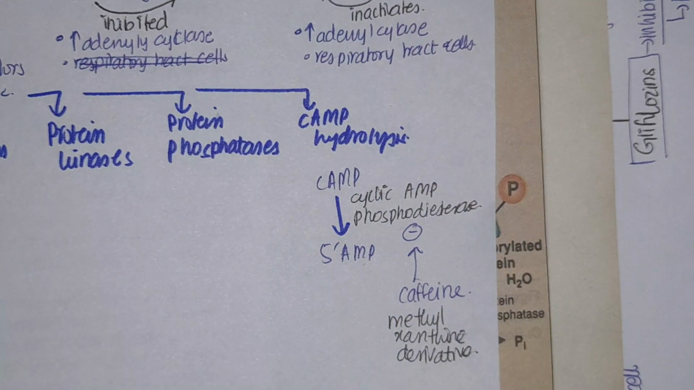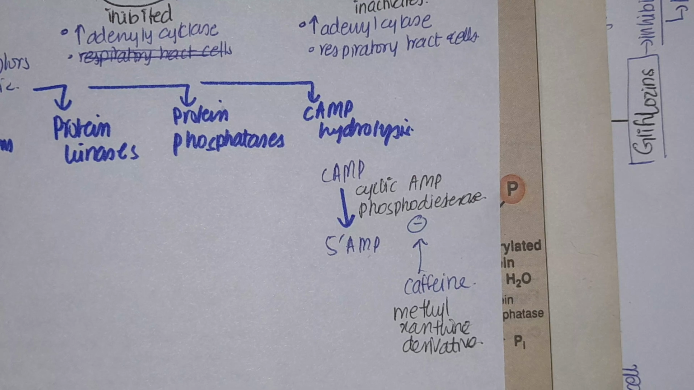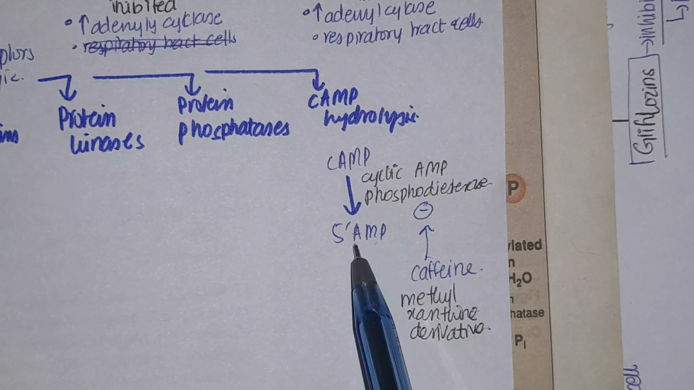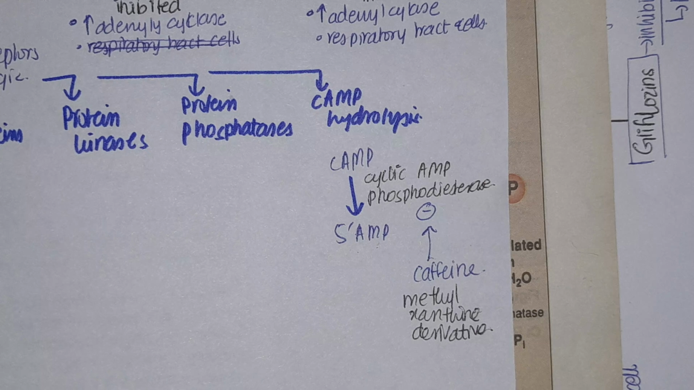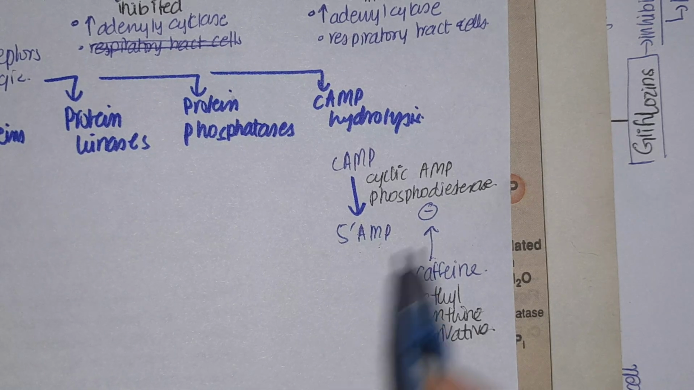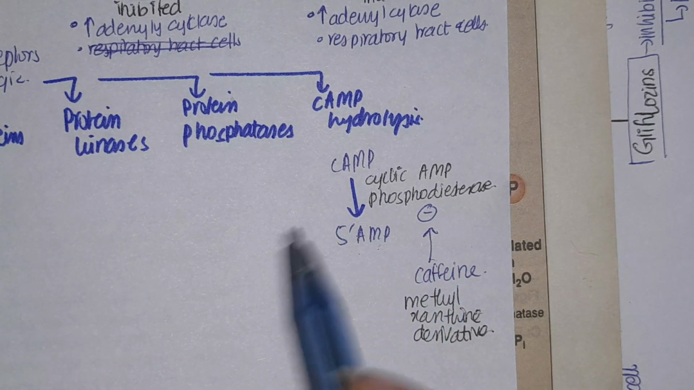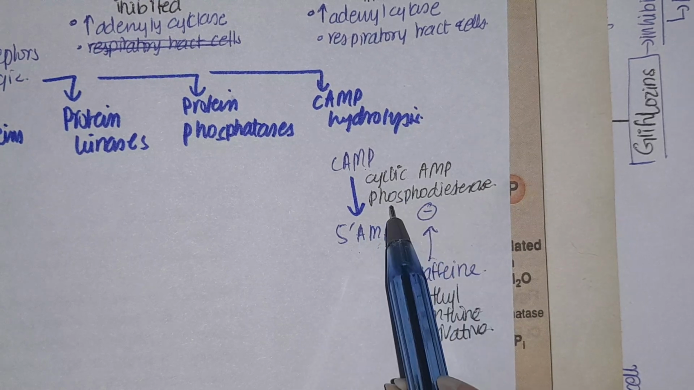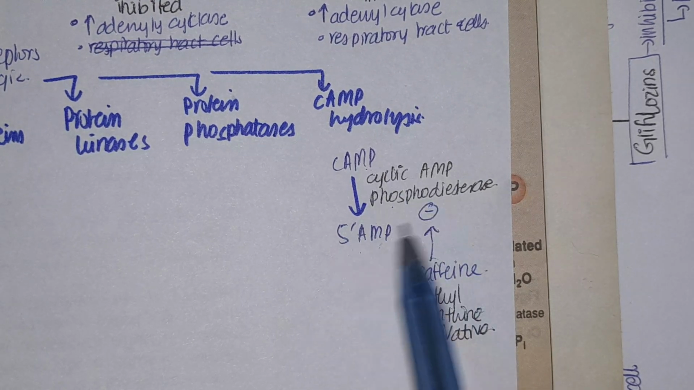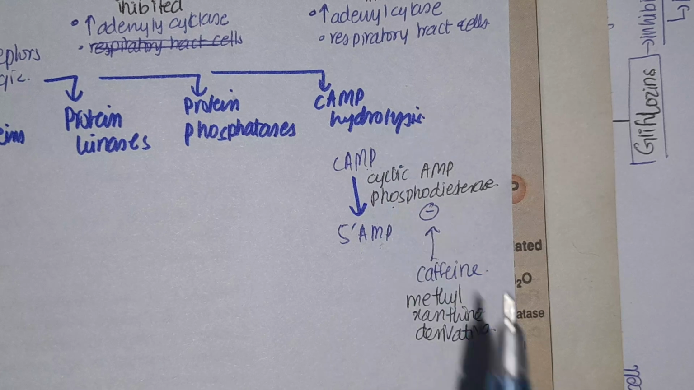Now what will happen to that cyclic AMP which was produced over here? The cyclic AMP will be hydrolyzed in such a way that it becomes ineffective. Cyclic AMP will be converted into 5' AMP, which has no important function, so it cannot activate the cell the way cyclic AMP did. This is done by cyclic AMP phosphodiesterase, which does the hydrolysis.